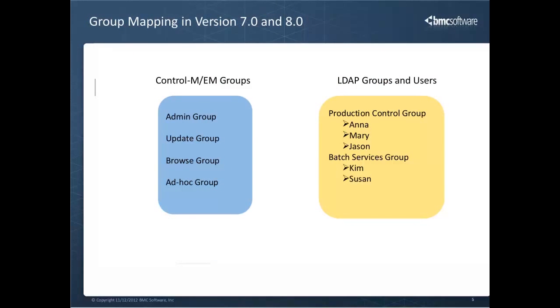So to get a high-level understanding of how the group mapping works, we'll consider an example here. In Control-M Enterprise Manager, you have groups such as Admin Group, Update Group, Browse Group. And in LDAP, let's say you've got a couple of groups here, Production Control Group and Batch Services Group. Within the Production Control Group, if you wanted to give Anna, Mary, and Jason administrative privileges inside Control-M without defining Anna, Mary, and Jason inside Control-M, you could simply map the Admin Group to the Production Control Group, and then Anna, Mary, and Jason would have administrative privileges inside Control-M. Similarly, if Kim and Susan needed browse-level access inside Control-M, we could map the browse group to the batch services group, and then Kim and Susan would have browse-level privileges inside Control-M.